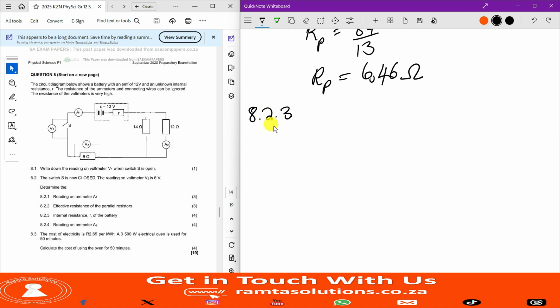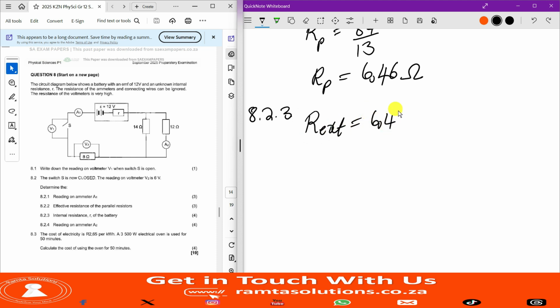Now let's go to 8.2.3. Remember guys, this is an exam, so we must make sure that we are done by 19 minutes. All right? Perfect. 8.2.3, determine the internal resistance r of the battery. Good thing about this is that we already know the Rp, so we can find the external resistance. So R external equals 6.46 ohms plus the 8 ohm. This will now become 14.464.